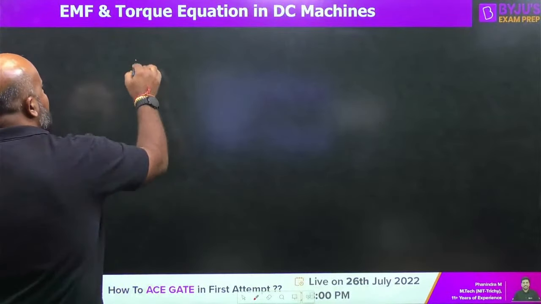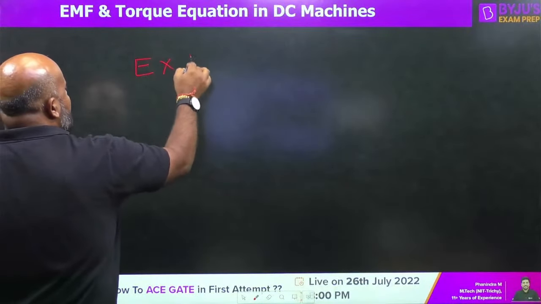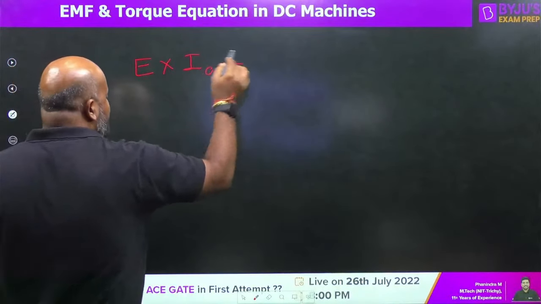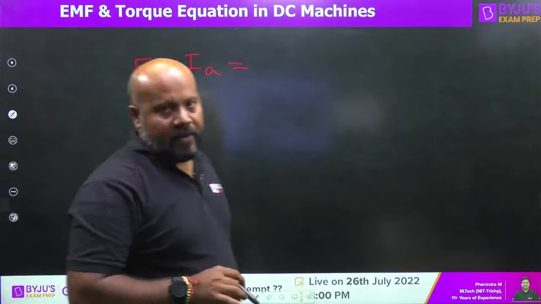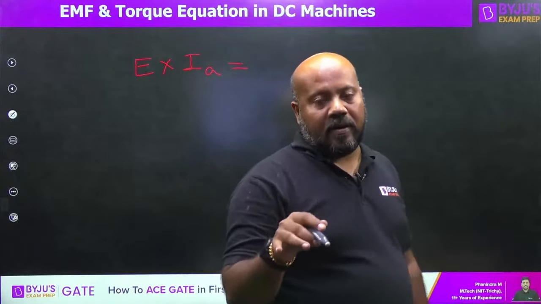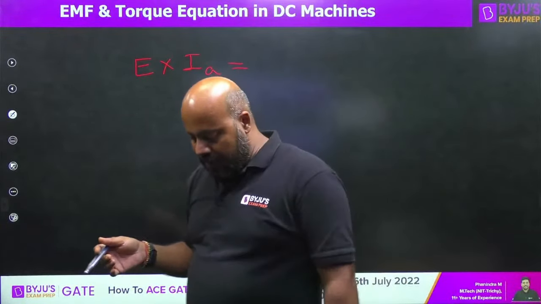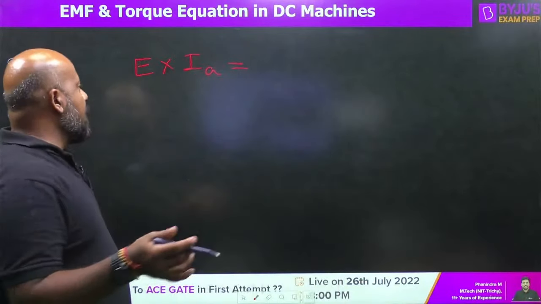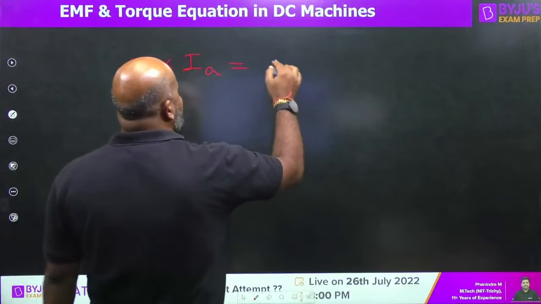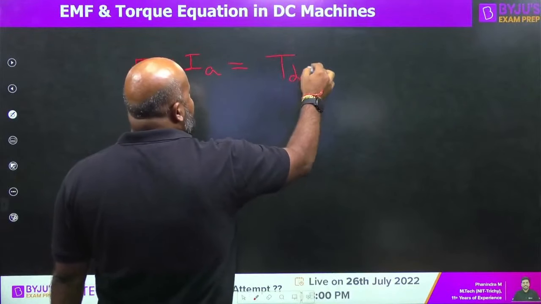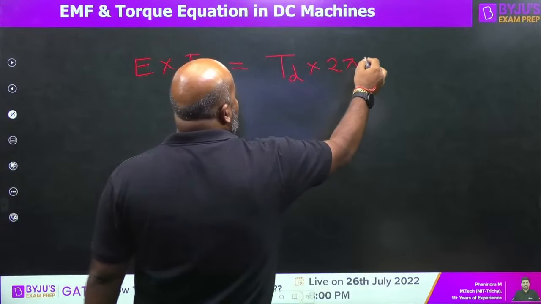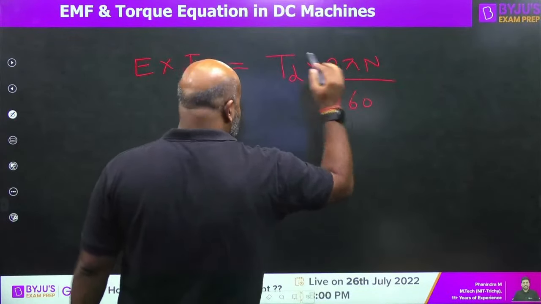We are writing EMF generated multiplied by armature current. That is the electrical power in the armature, because it is a generator. And what is the input mechanical power in terms of interaction torque? This is developed torque multiplied by 2 pi N upon 60.